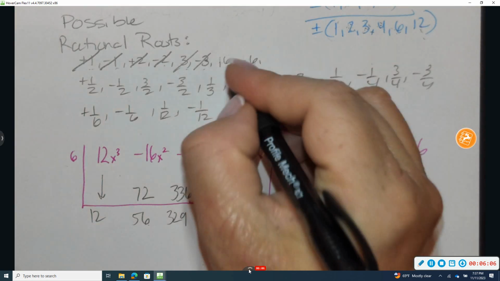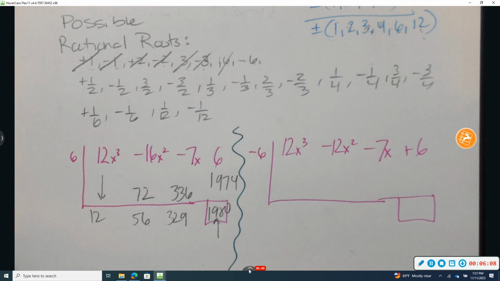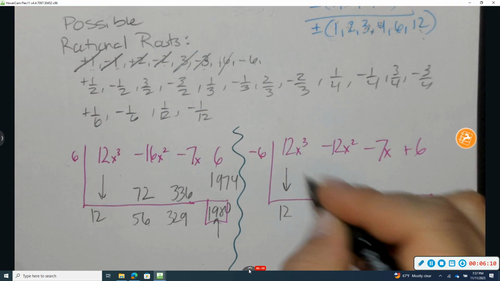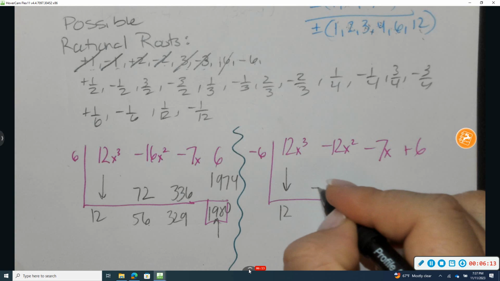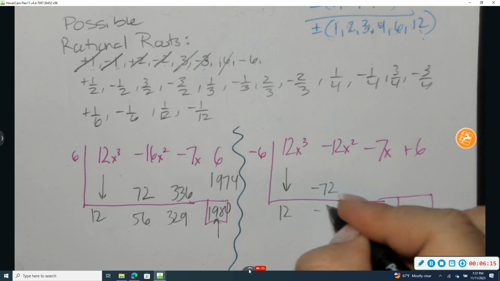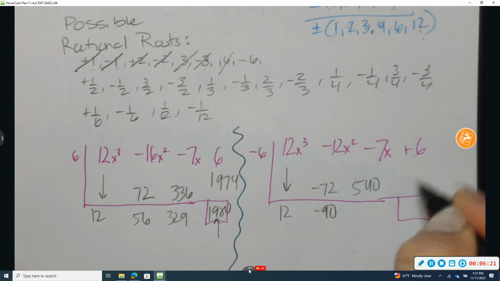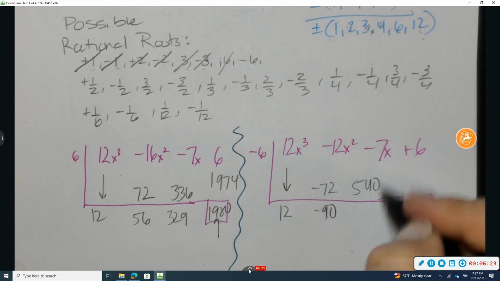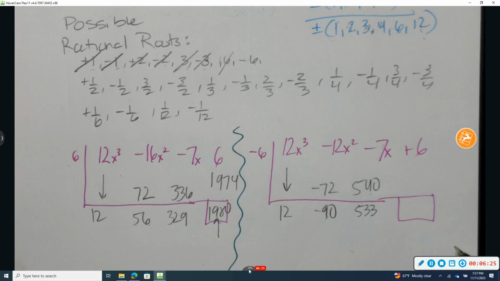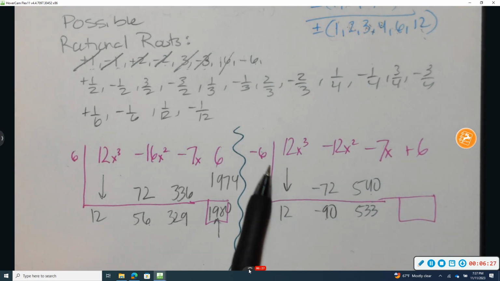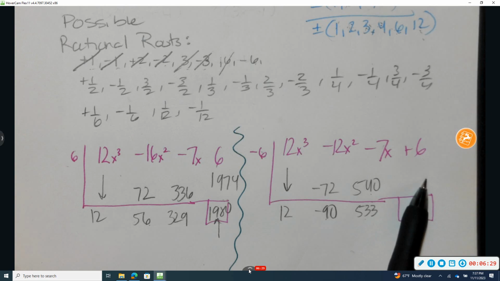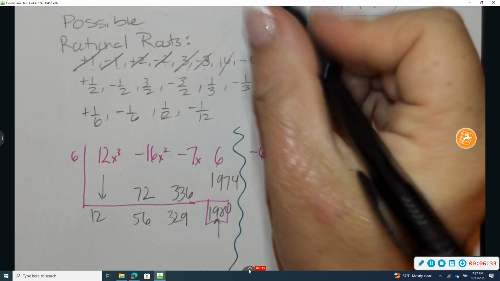6 doesn't work. I can come up top and I can cross out 6. Let's try negative 6. So we're going to multiply to get a negative 72, combine to get a negative 90. Now if I take 6 times 90, I get 540. Let's see, that should be a positive. This is going to be 533. And I already know this isn't going to work because 6 times 500 and some, and then I add 6 to it, that doesn't give me 0. So kind of disappointed here.